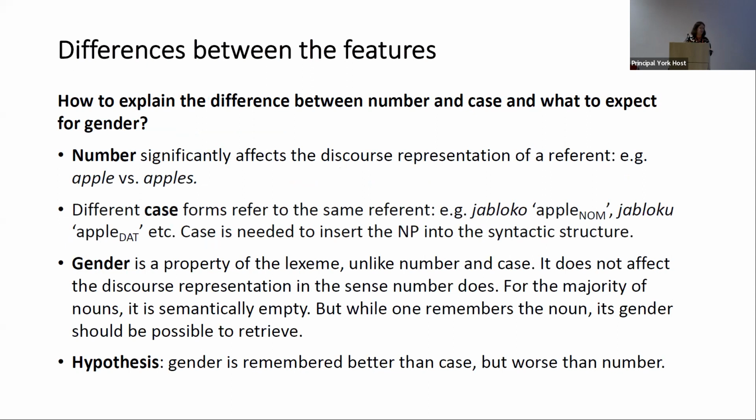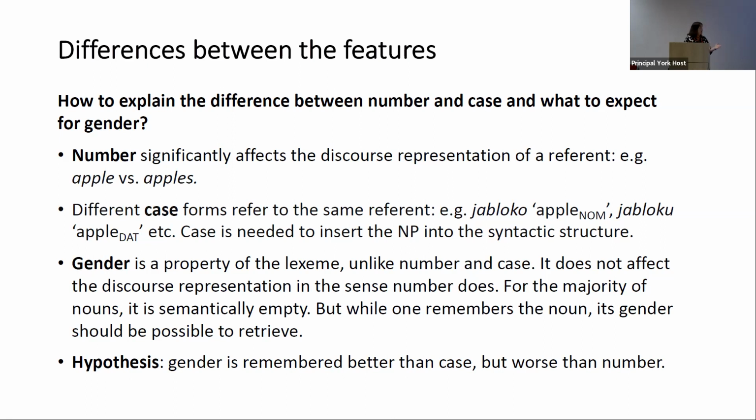Inside singular or inside plural. So apple nominative, apple dative, or apple genitive is still an apple in the discourse. So case is needed to insert the noun phrase into the syntactic structure. And once you did this, it doesn't influence your discourse representation anymore. Of course, case affects what thematic role you can get, for example. But by itself, once you are in the syntactic structure, you do not remember which case it was.